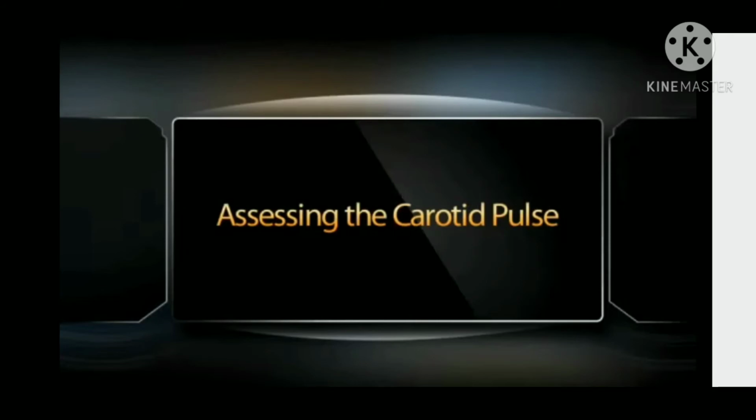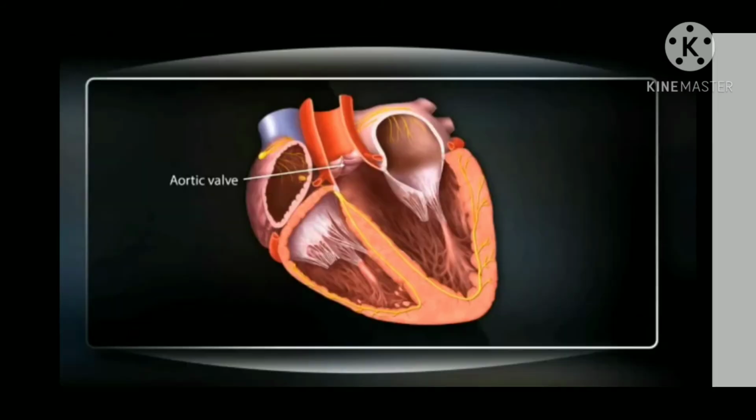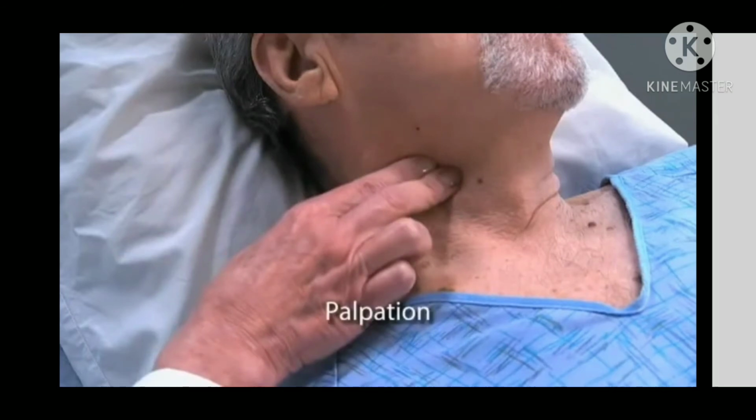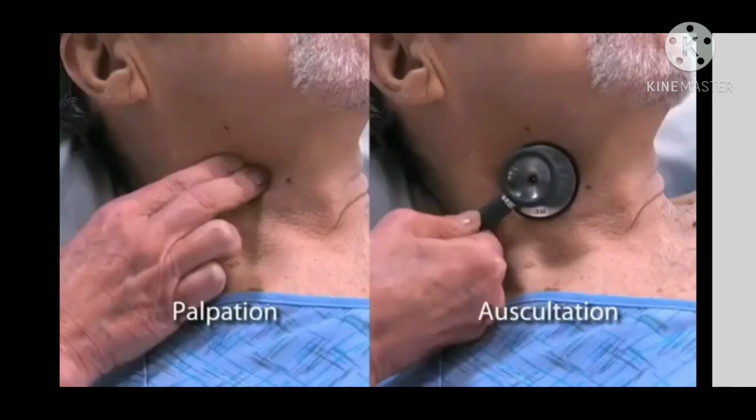Carotid pulse provides valuable information about valvular heart disease. Assessment will include both palpation to assess the amplitude and contour of the carotid upstroke, and auscultation for the presence or absence of bruits from turbulent blood flow.